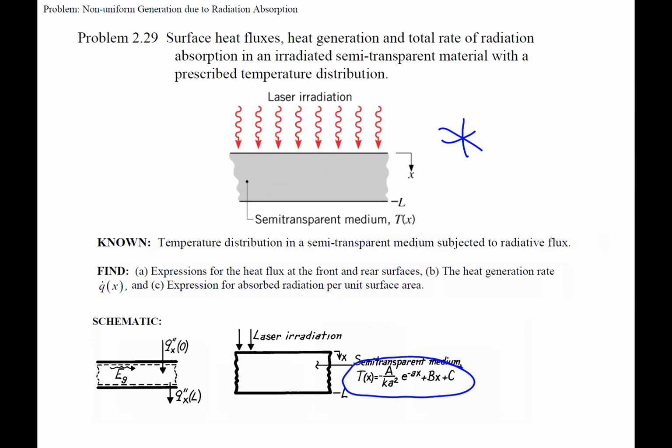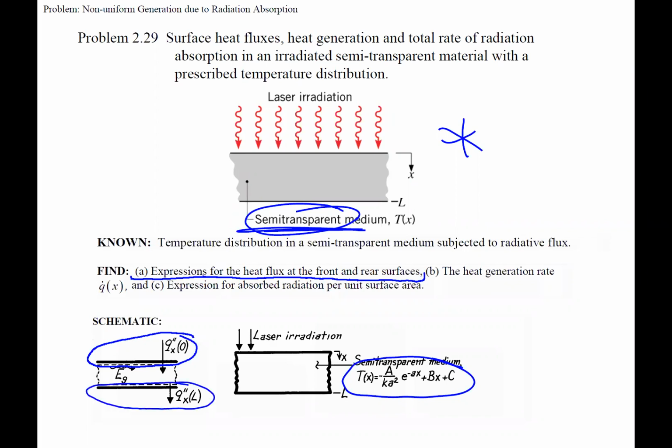So we have this semi-transparent material that has laser irradiation. So that's providing our heat flux in and out, but then also because it's semi-transparent, some of that laser radiation is basically energy generated within the material. Okay. All right, so they give us this temperature distribution. So for part A, they want expressions for the heat flux at the front and rear surface. So they want an expression for the heat flux right here, that top surface, and then for the bottom surface.